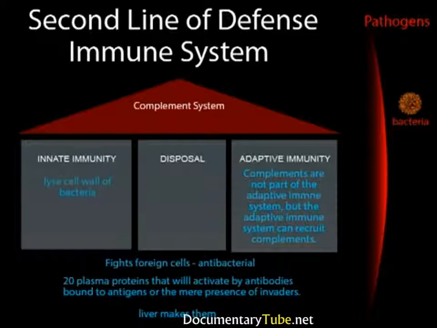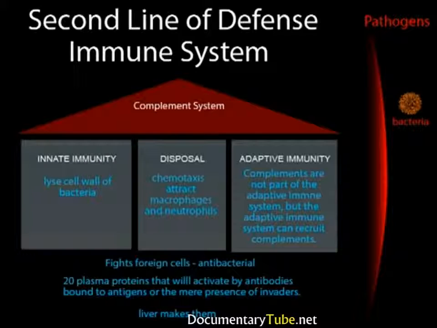They can lyse bacteria. The complement proteins combine to form a hole in the plasma membrane of foreign cells, particularly bacteria. This causes its components to leak out, killing the foreign cell. Not only can the complement proteins lyse bacteria, but they can also attract phagocytotic cells. The phagocytotic cells can then destroy the bacteria by eating them.